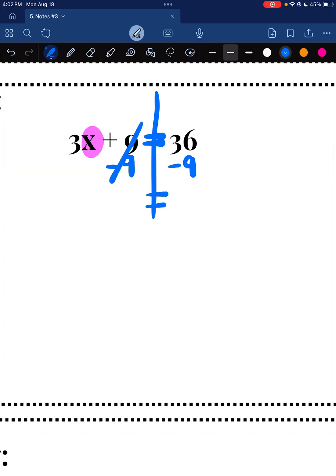So now I have 3x is equal to 27. Still trying to get x by itself. So after you do addition and subtraction, if you have it, then you do multiplication or division. The 3 is multiplying right now, so we're going to divide by 3.